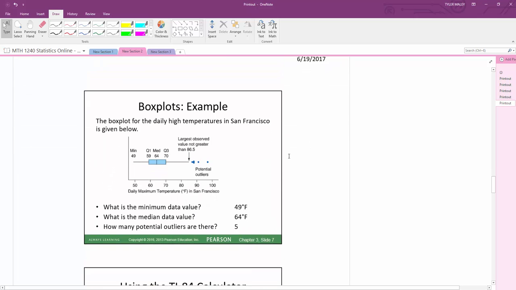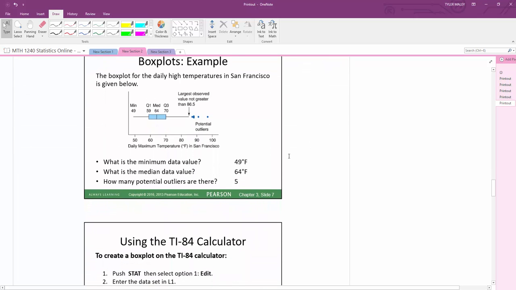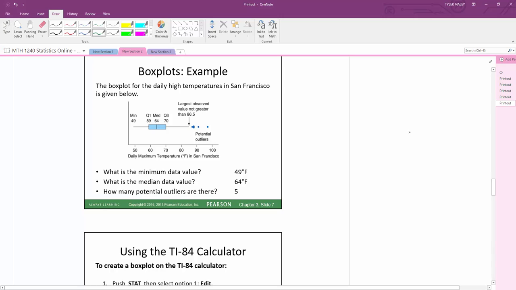So we were asked some questions. What's the minimum value? The minimum value is shown here, so we would just put 49 degrees Fahrenheit. The median, as I was saying, is here, so we'd have 64 degrees Fahrenheit. And it asks how many potential outliers there are. So you'd want to count how many dots. We have 1, 2, 3, 4, 5. So that's how we get 5. We're counting all these dots here, and those are my potential outliers.